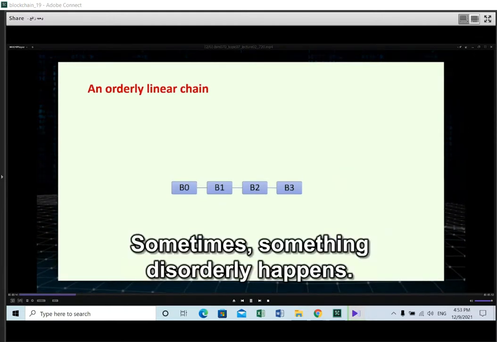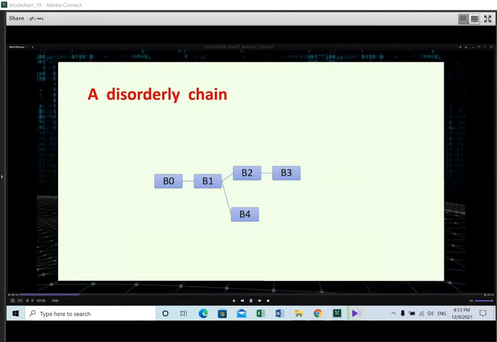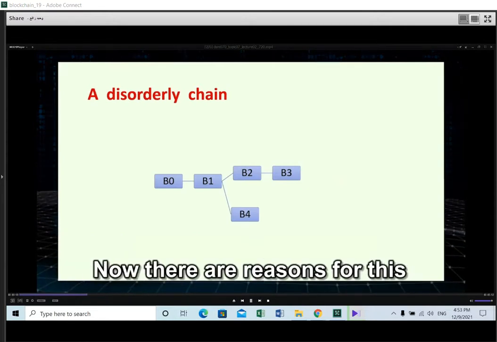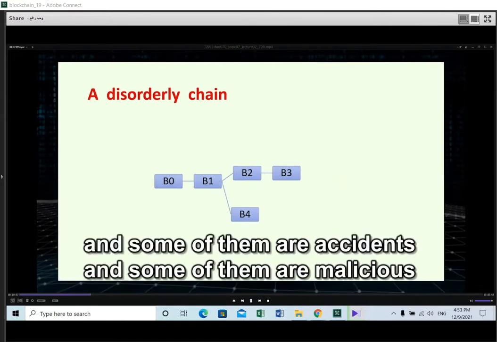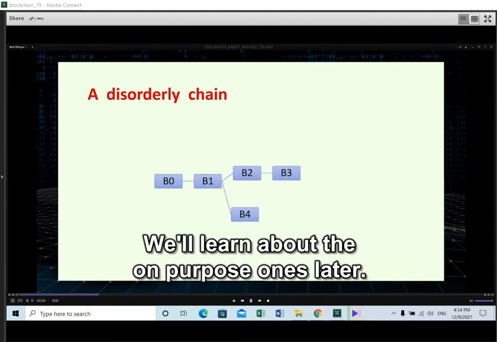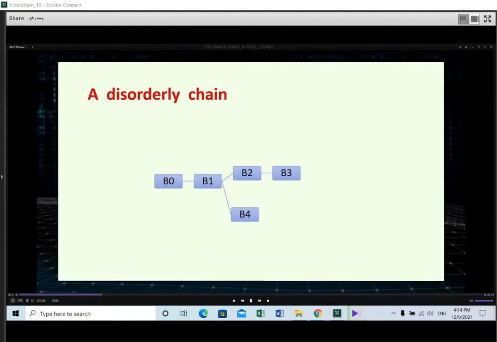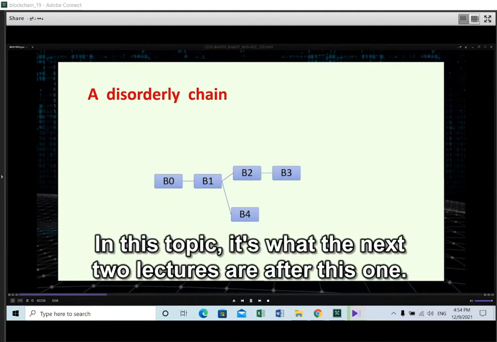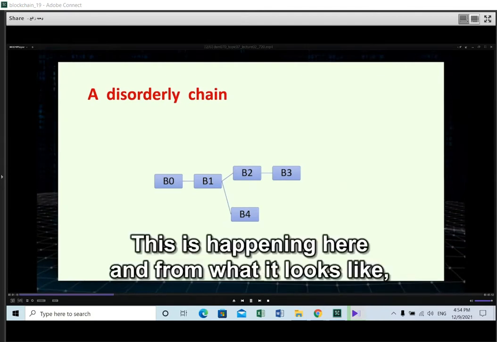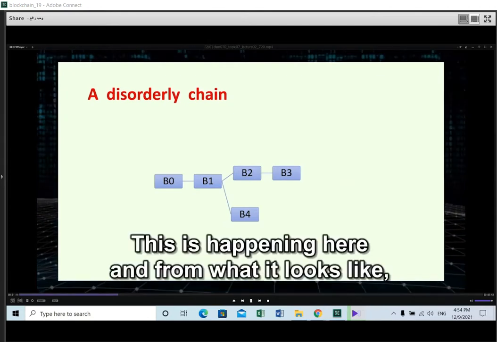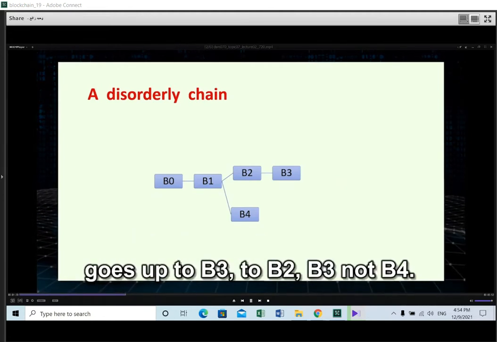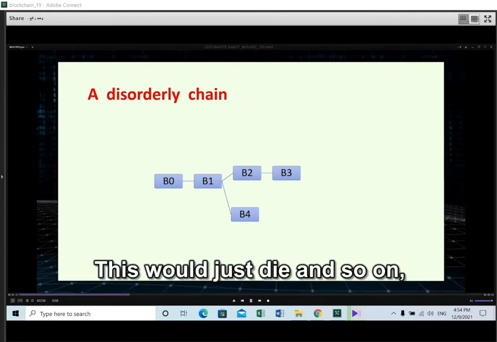Sometimes something disorderly happens. B4, which you'd expect to go on B3, doesn't go on B3, it goes on B1. Now, there are reasons for this, and some of them are accidental, some of them malicious, and some of them are on purpose. We'll learn about the on purpose ones later. Those are called forks, and they are what the next two lectures are about after this one. So this is happening here, and from what it looks like, it would just die away because the longest chain goes up to B3, not B4, and this would just die and so on.